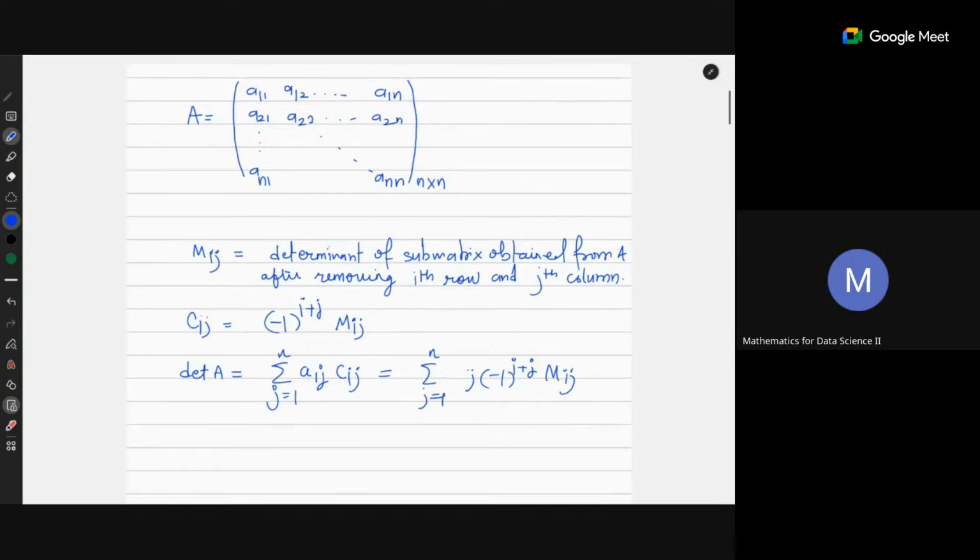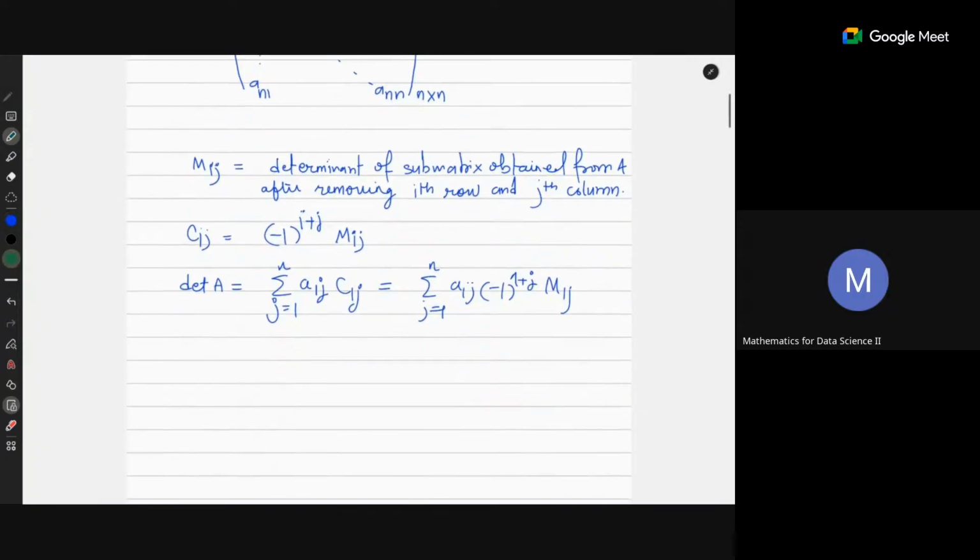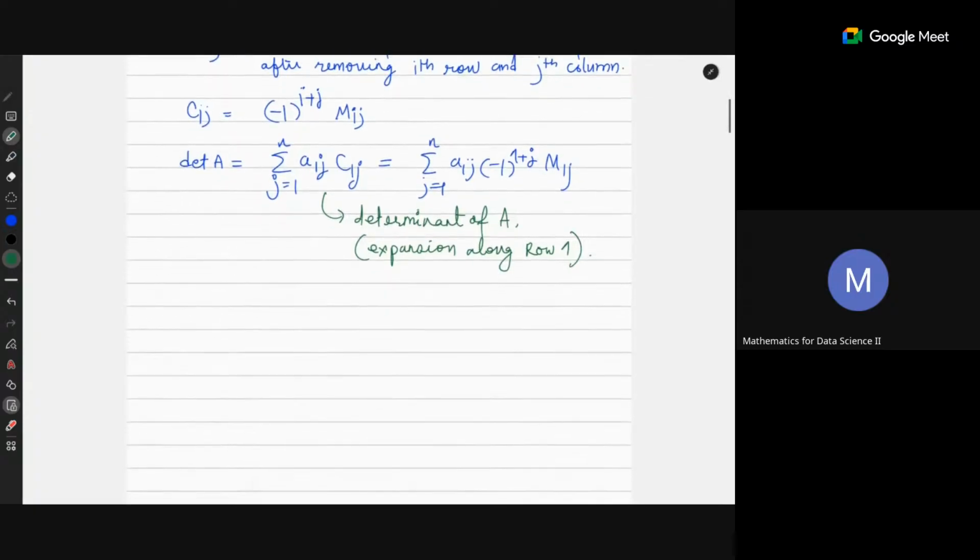So here i is 1, C1j. So it means that I'm expanding, so this is the determinant of A, the expansion along row 1. Now you can do that with respect to any row and you will get the same determinant.